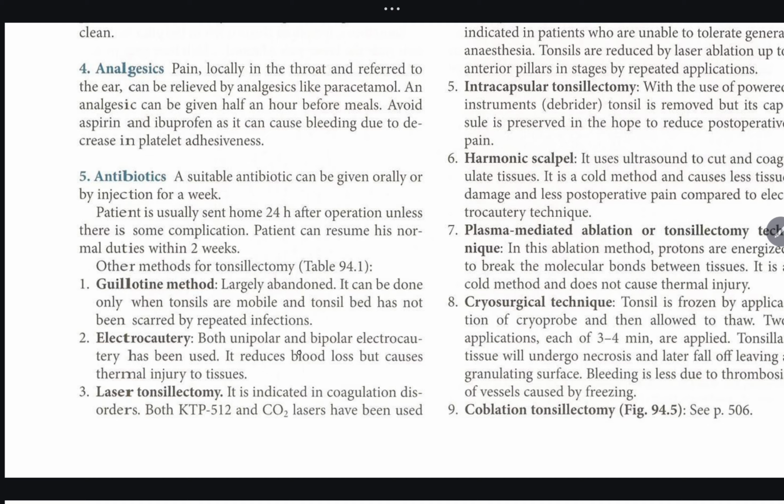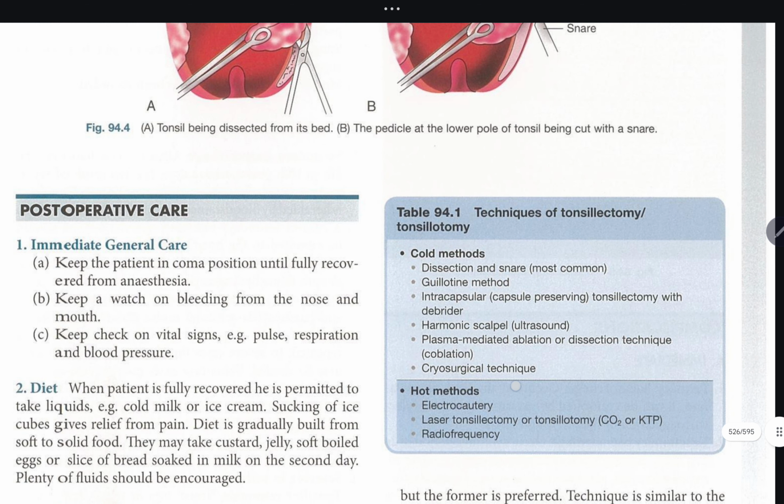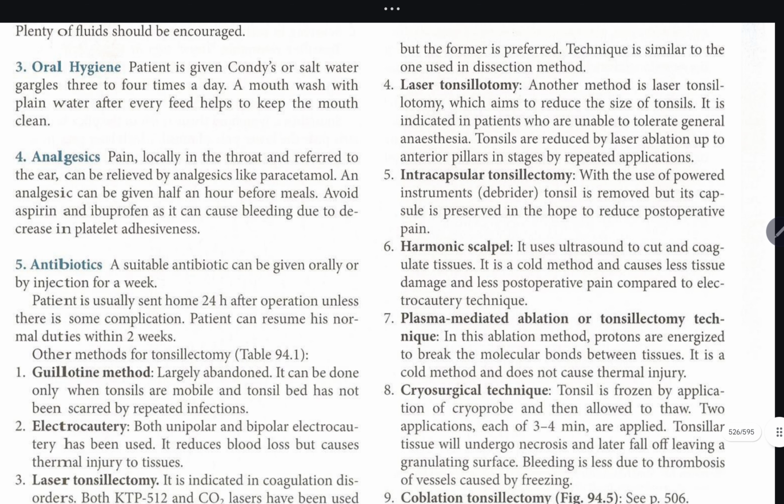2. Electrocautery. Both unipolar and bipolar electrocautery have been used. It reduces blood loss but causes thermal injury to tissues. 3. Laser tonsillectomy. It is indicated in coagulation disorders. Both KTP 512 and CO2 lasers have been used, but the former is preferred. The technique is similar to the ones used in dissection method.